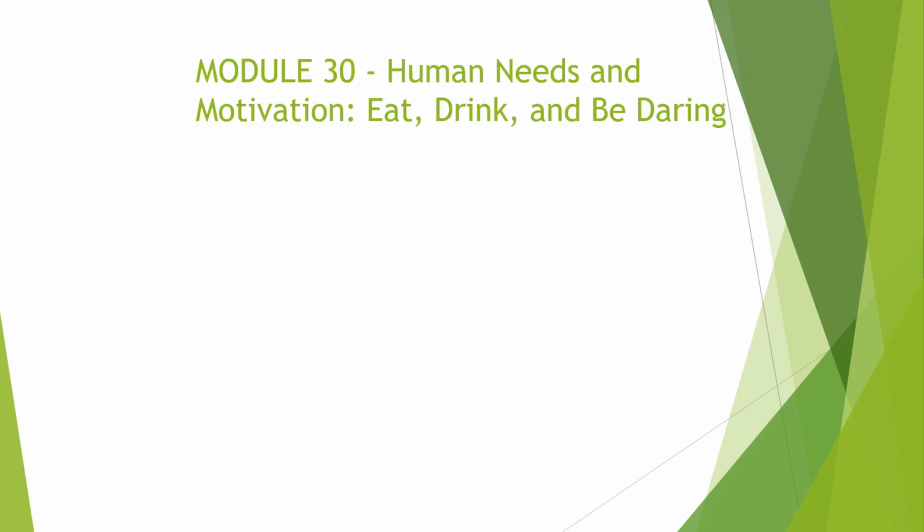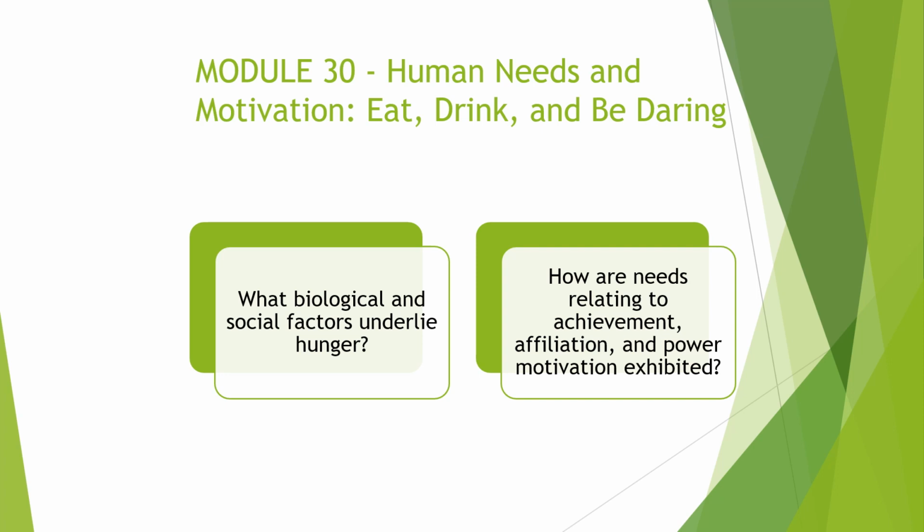So Module 30 is looking at our human needs. So it is our motivation to eat and drink and actually even be daring. There are two questions we are going to answer in this module. The first one is, what biological and social factors underlie hunger? So a good portion of this module is going to look at eating behavior, hunger, obesity, things like that.